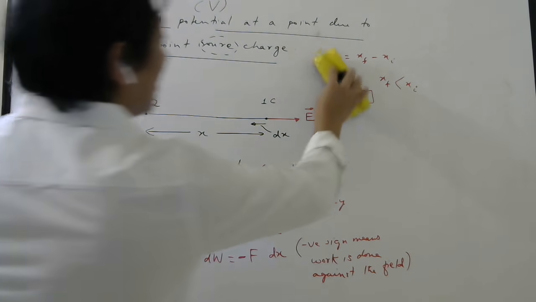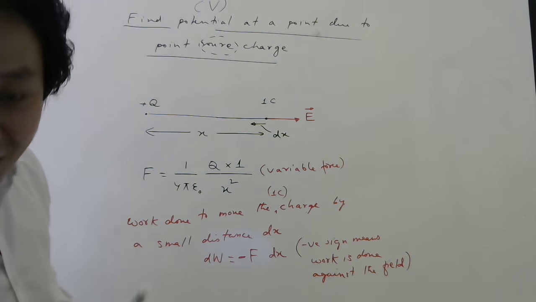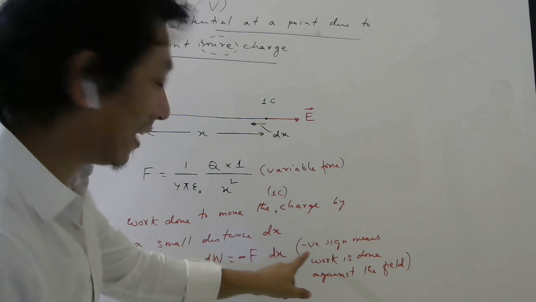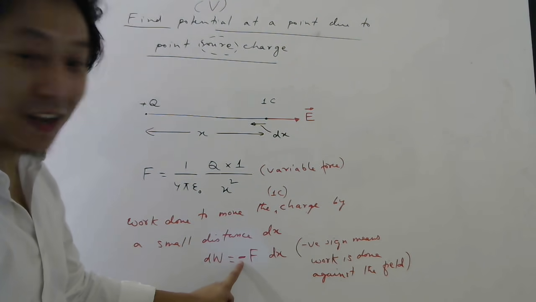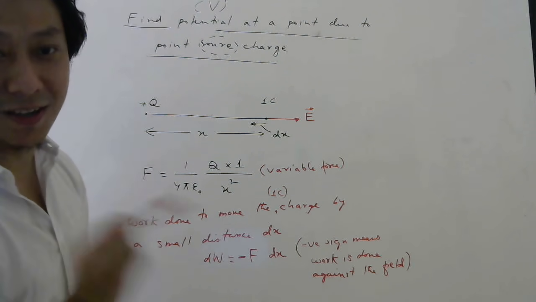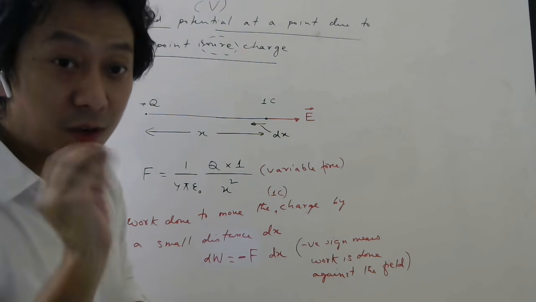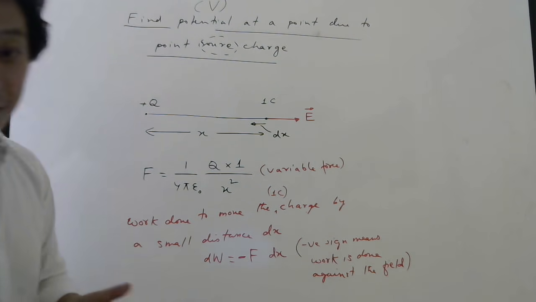But this much detail they don't mention in the textbook. So for exam purpose, you just write like this. So what does the negative sign mean? Negative sign means work is done against the field. But I have given you the actual reason also why we are putting the minus sign.